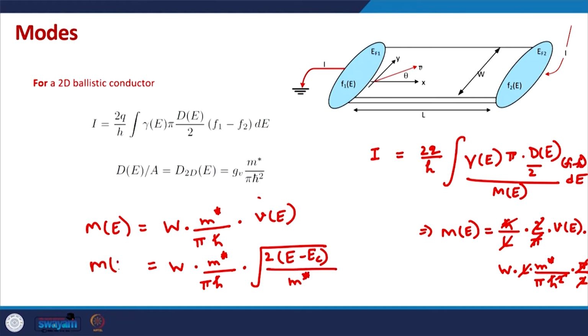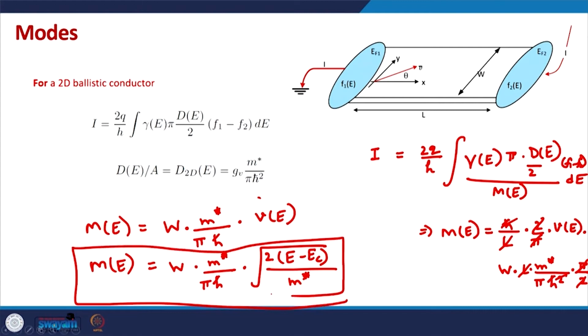So this is the number of modes in a 2D channel, and as we discussed in the last class, the number of modes in a channel is essentially the number of conduction pathways in the channel, meaning lanes in the channel that are available for electrons to conduct.